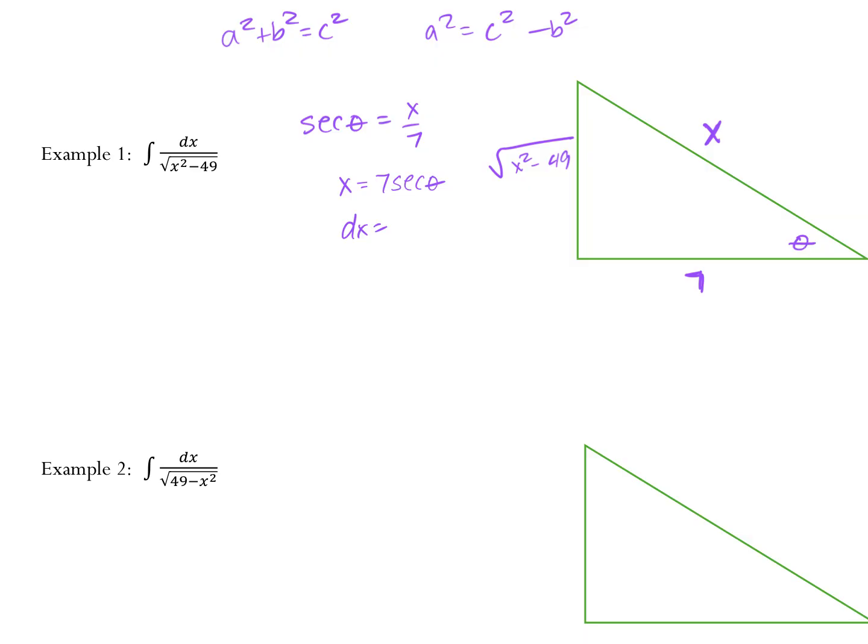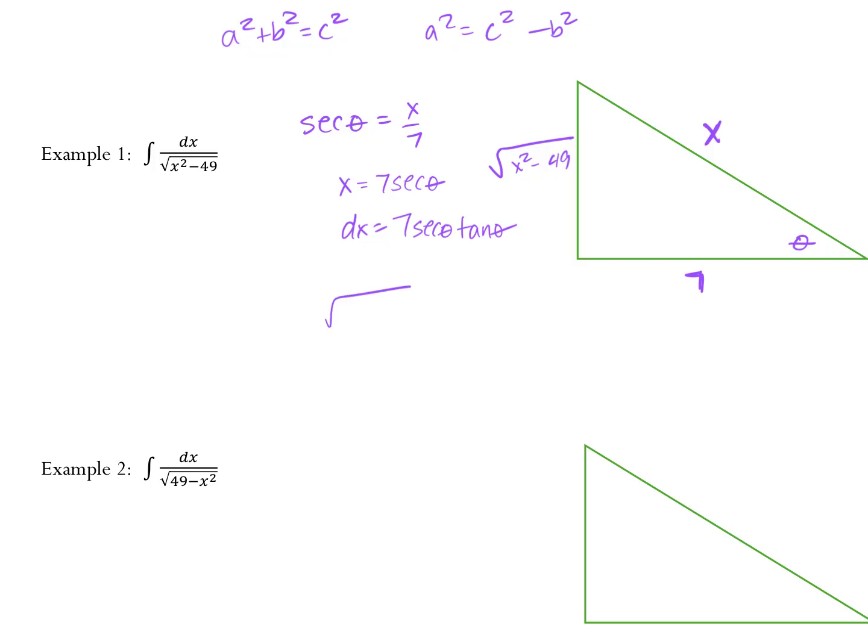What is the derivative of 7 secant theta? 7 secant theta tangent theta, because the derivative of secant is secant theta tangent theta. All right. Then I can say, well, what can I say about the square root of x squared minus 49? Which is the square root of secant squared theta minus 49.